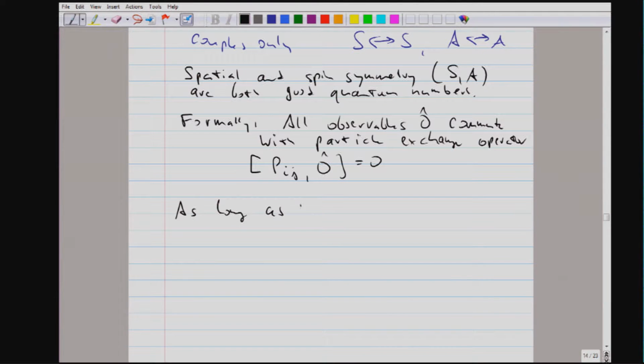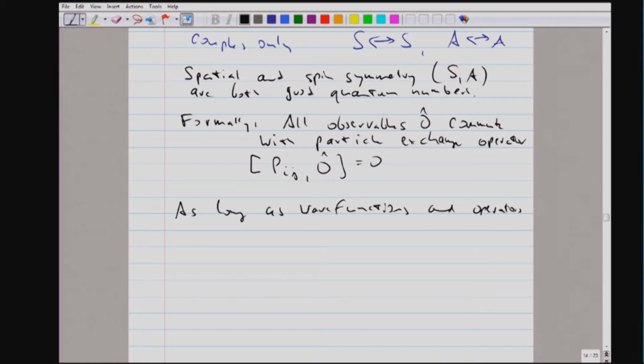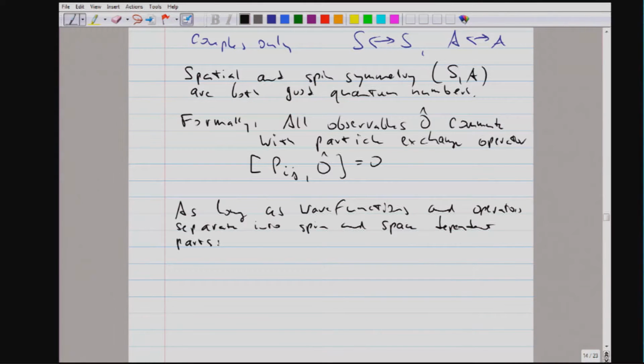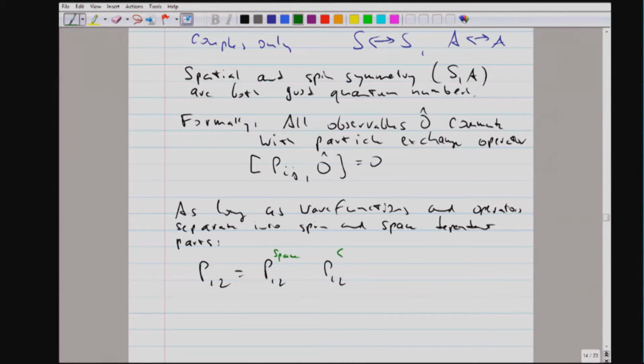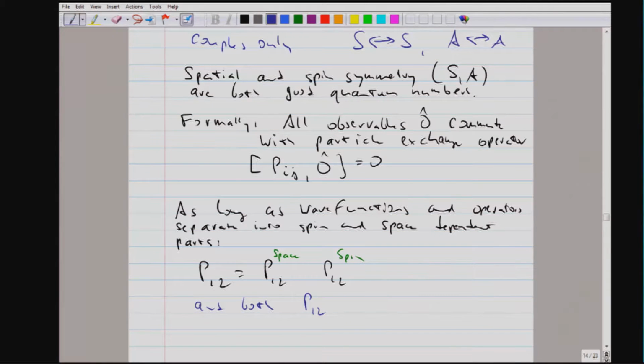So as long as wave functions and operators separate into spin and space dependent parts, then the particle exchange operator can be regarded as the product of an exchange operator which only acts on the spatial wave function and one on the spin part of the wave function. And both quantum numbers, for spin exchange, symmetric or antisymmetric, and for exchange of particles in the spatial part of the wave function, symmetric or antisymmetric, are conserved.